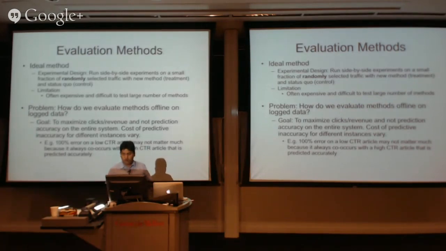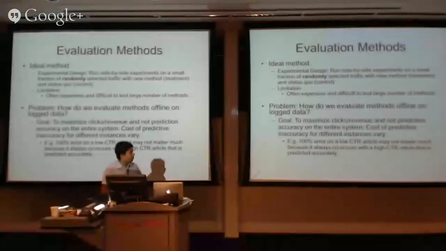So you cannot run tons and tons of experiments. You can only run a small number of experiments. So how do you do evaluation offline to weed out some of the bad experiments and only run the good candidates online? Right? That's an important problem.